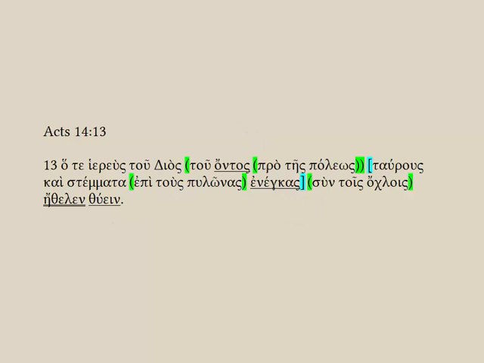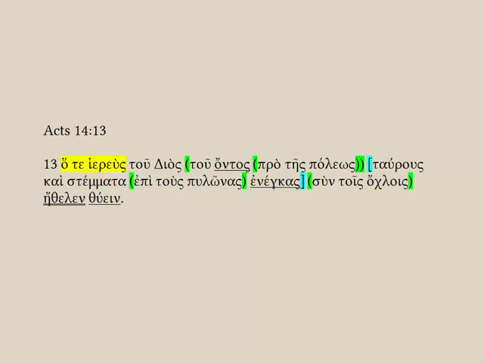So our scanning has highlighted the large structures in this sentence. Let's walk through it now to see what we have. This nominative is our subject. Don't be fooled by the accent on ho. That is a definite article, but the accent is due to the following enclitic te. Ho hiereus is our subject, the priest.